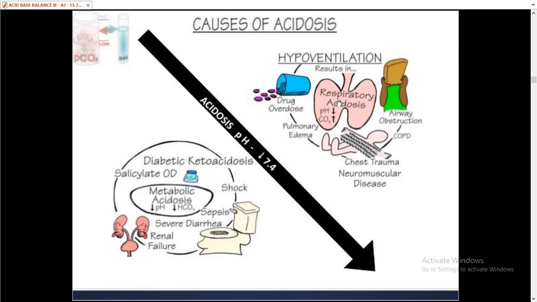In case of respiratory acidosis, if the pH drops, then PCO2 will rise. The common causes are drug overdose, pulmonary edema, chest trauma or neuromuscular disease, chronic obstructive pulmonary disease or COPD, or there could be airway obstruction. And in this case, the person will hypoventilate, while in metabolic acidosis, the person will hyperventilate.